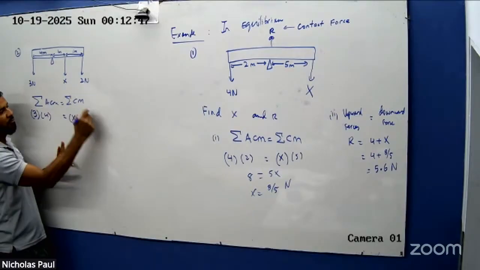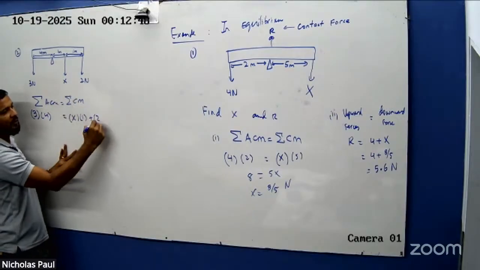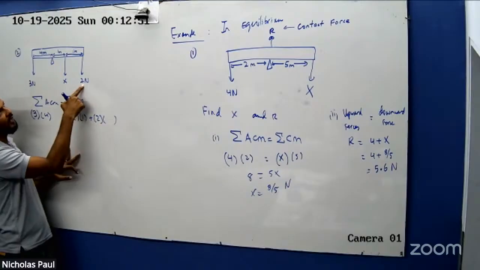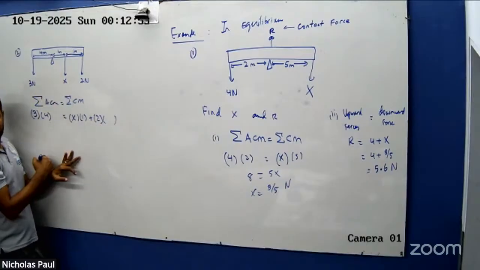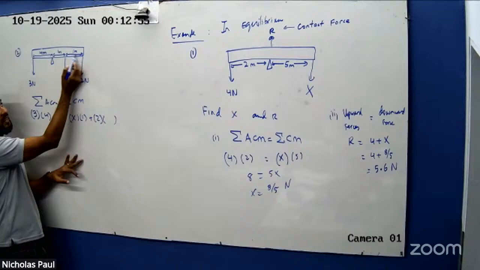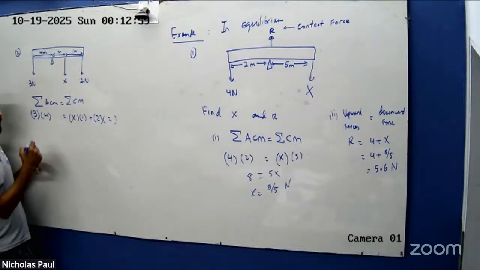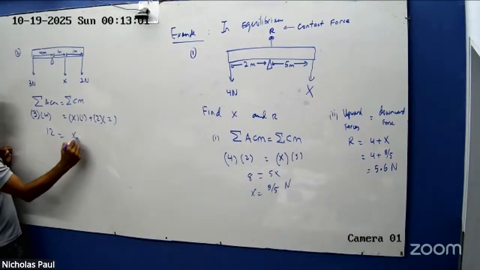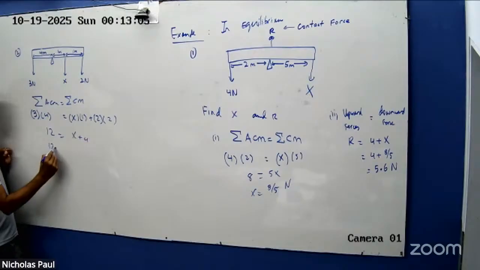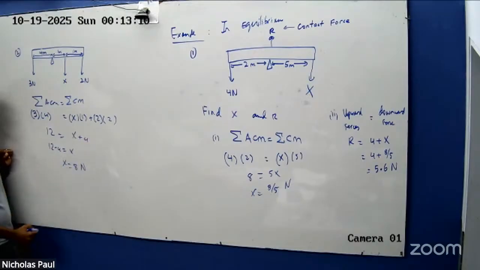And then 2 as well is anti-clockwise, right? But how far away is 2 from the pivot? 2 meters. So you have to add 1 and 1. So that'll give you 2. So here is 12. Here's x plus 4. Move across the 4. You'll get x is equal to 8 newtons.